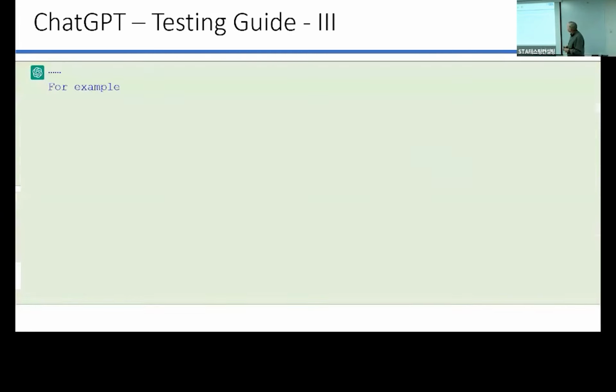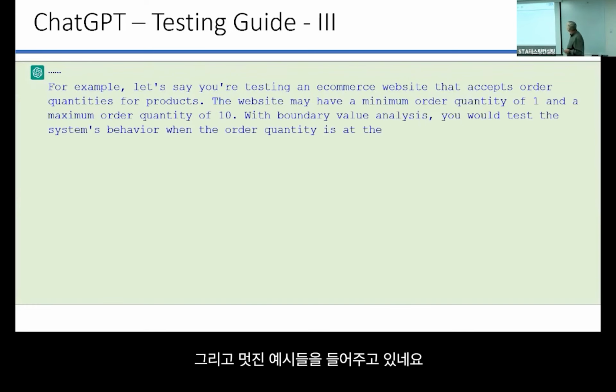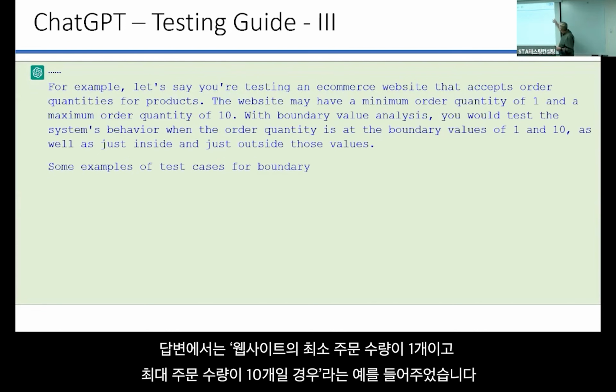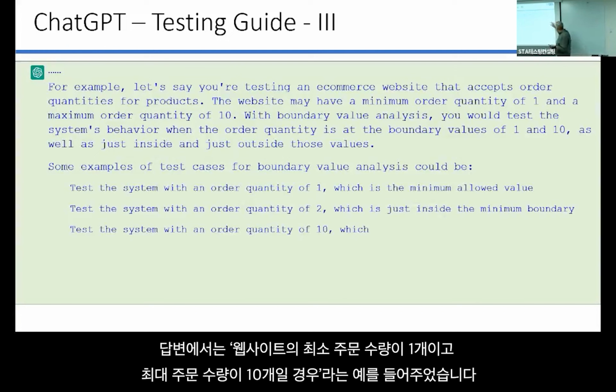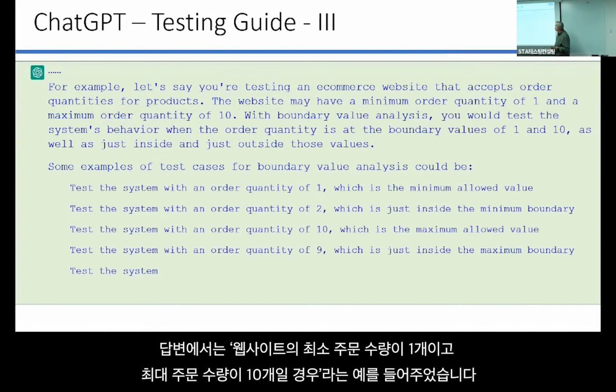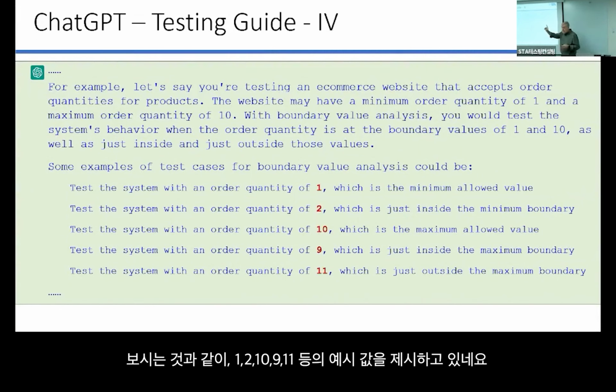So it gives me an example. Oh, that's nice. So the website may have a minimum order quantity of 1. Well, obviously, we can't have anything less than 1, and a maximum order quantity of 10. So it's given me a nice example. With boundary value analysis, you would test the system's behavior, blah, blah, blah. Now, it then gives me values, which I think is really nice. And remembering we're at 1 and 10, it says 1, 2, 10, 9, and 11.